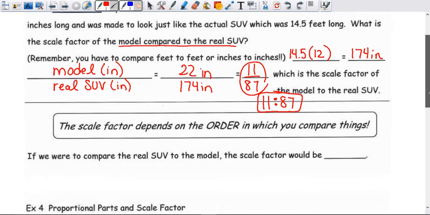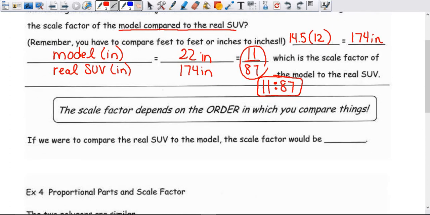So now the scale factor does depend on the order in which you're comparing. So this said model to the real. So if we wanted to compare the real one to the model instead, it just becomes 87 to 11, or 87 over 11. The numbers don't change, we just switch the order in which we write them.